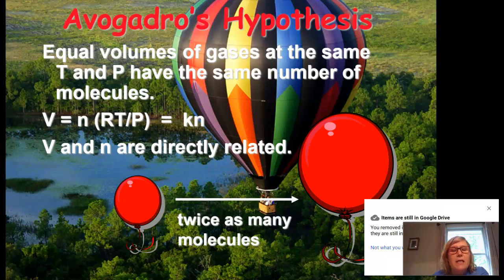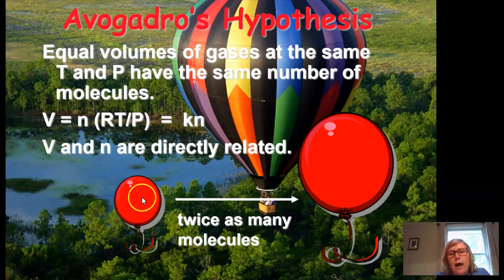So what it's saying is that volume and moles, where N stands for moles, are proportional, with K a constant. As your moles go up, your volume goes up. If you look at the balloon here, say I have 5 moles of gas at a certain temperature and pressure, and then it goes to 20 moles of gas; your volume is going to increase in the same manner. That's all that Avogadro's hypothesis is saying.